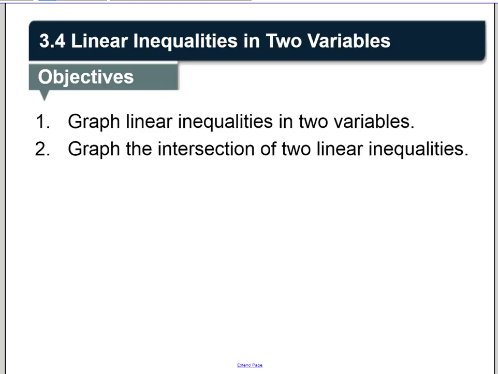In Chapter 3, Section 4, we're looking at linear inequalities in two variables. Before, we looked at linear equations. Now we're looking at inequalities. Our objectives are to graph linear inequalities in two variables and graph the intersection of two linear inequalities. These graphs are going to appear as lines with some shaded regions to indicate the solution to the linear inequality.